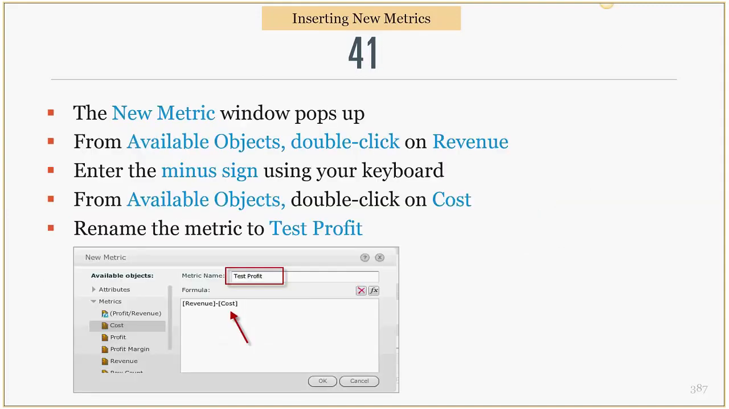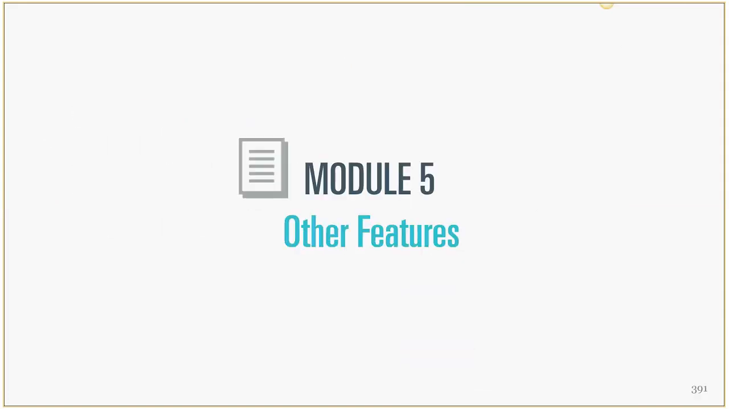We have entered a formula. We have given it a formula as revenue minus cost. We have renamed the metric. Before I move on to module 5, are there any questions on this?